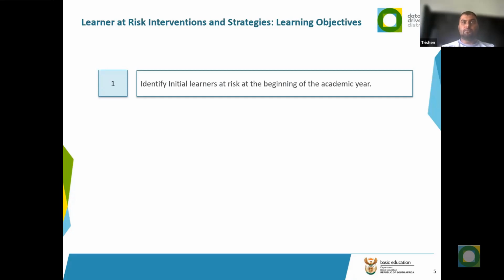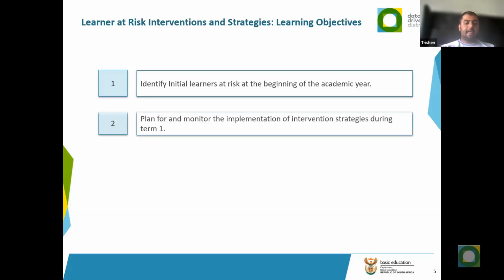We need to know that the possibility is that there are learners at risk already seated in front of you. And then once you've identified those learners, learning objective number 2 is to plan for them and monitor the implementation of intervention strategies during term 1.